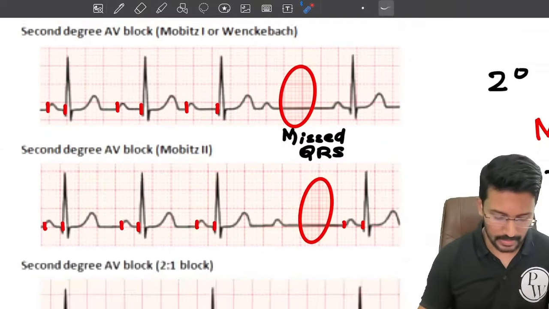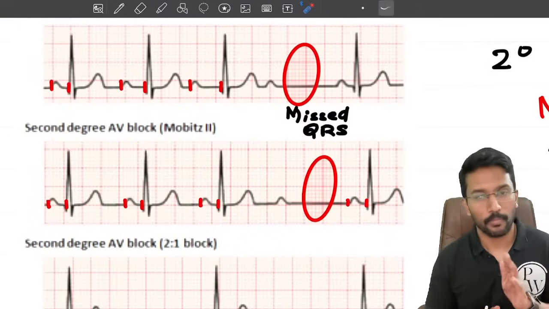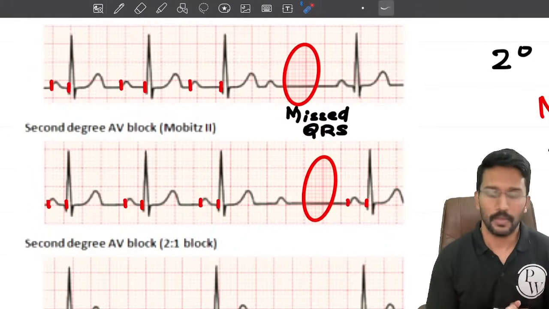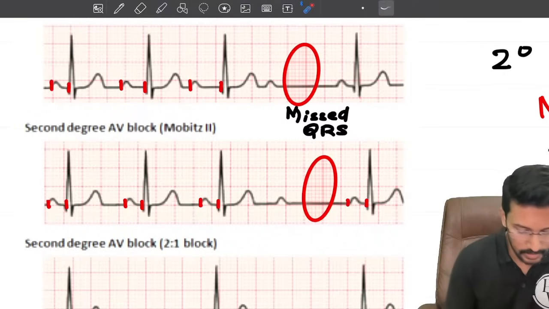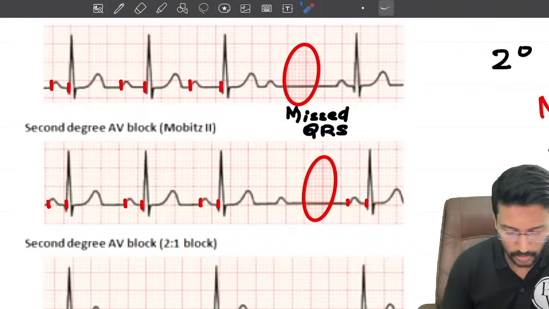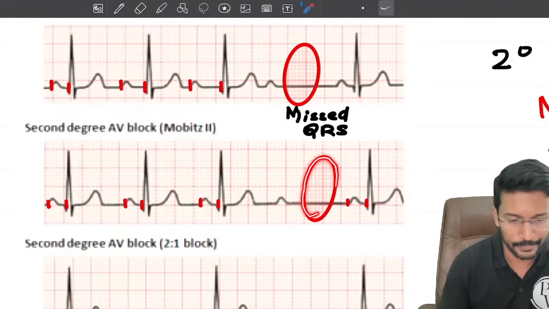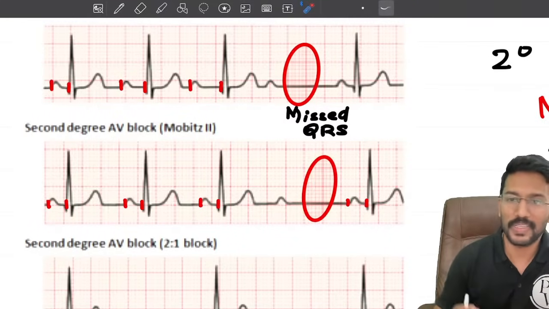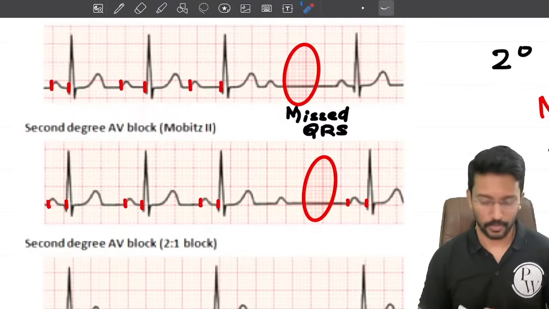And then we have a second degree AV block, Mobitz type 2, where the PR interval is constant. When you look at this ECG, you can notice that everywhere it is the same. It is not increasing progressively, but yet you have a missed QRS. This is what we call Mobitz type 2 second degree AV block.